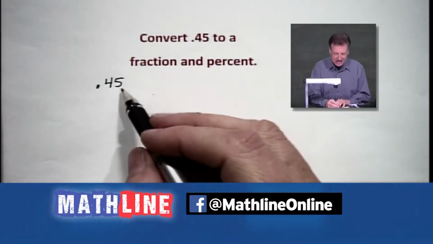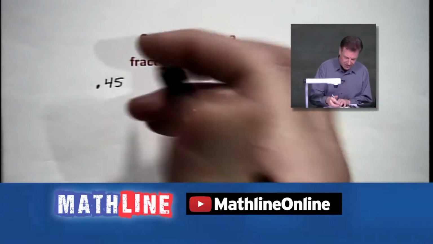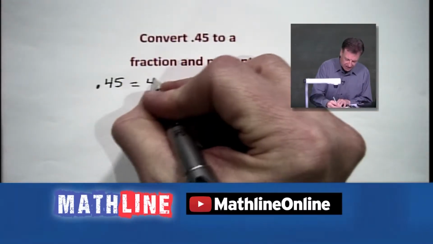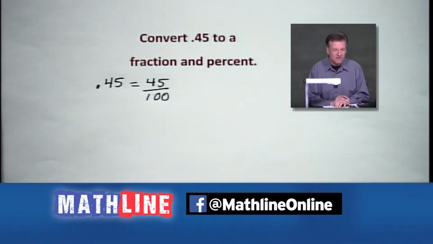So what does this mean? I said the word 45 hundredths, actually an expression, with a th on the end of hundredths. What does that mean? That means we take 45 and divide it by 100. That's what 45 hundredths is all about. That's how we write it as a fraction.